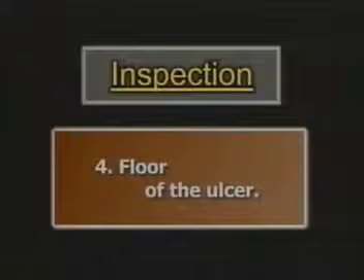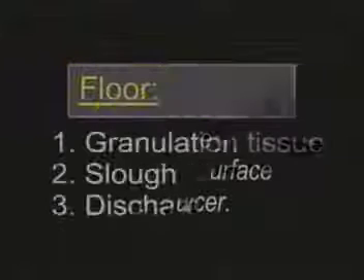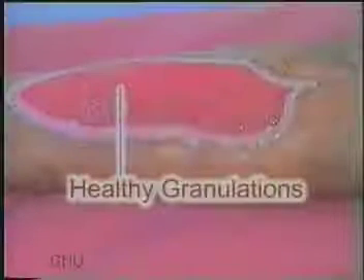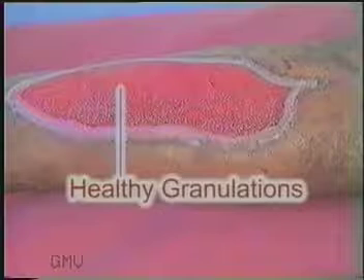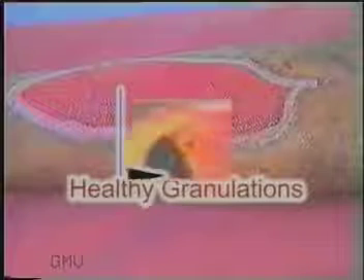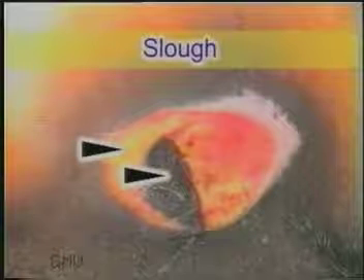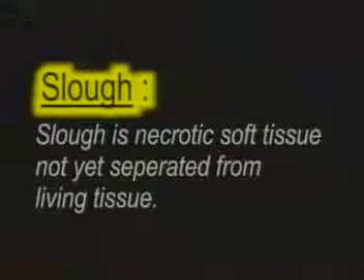Now inspect the floor of the ulcer. Floor is the exposed surface of the ulcer. Note the type of granulation tissue, the amount of slough, and the nature of the discharge. A healthy ulcer shows healthy granulation tissue, no slough, and a small amount of serous discharge. A spreading or infected ulcer shows areas of unhealthy granulation tissue and areas of slough. Slough is necrotic soft tissue which has not yet separated from the living tissue.